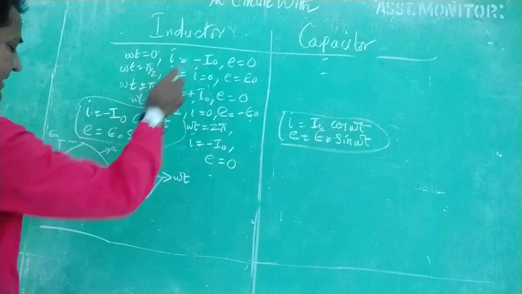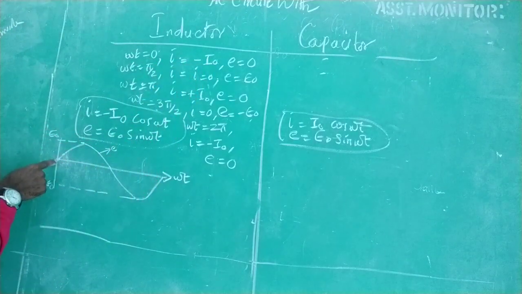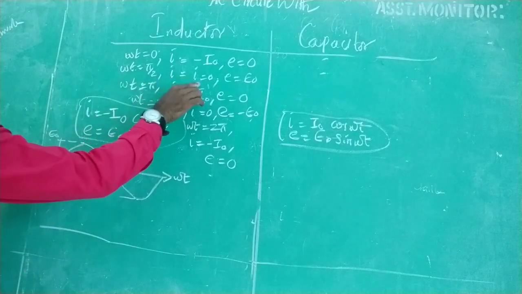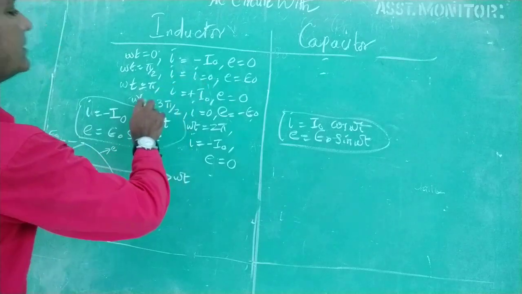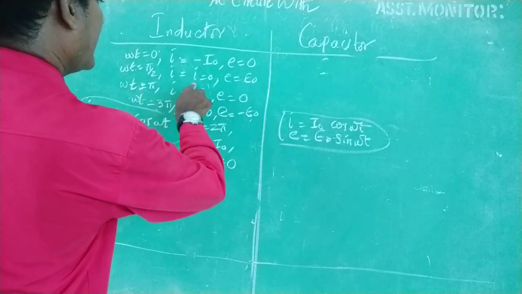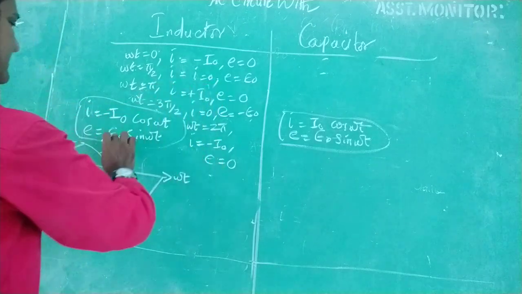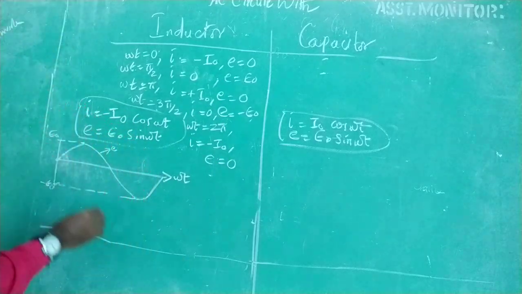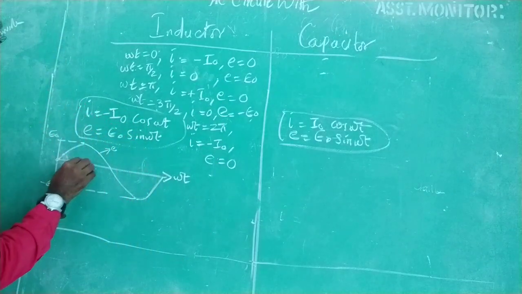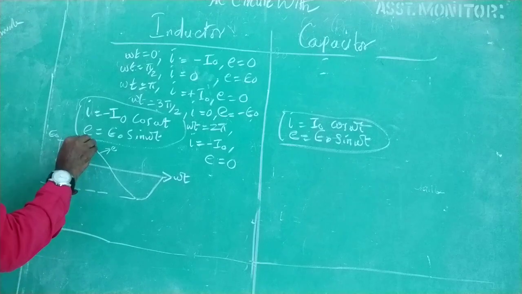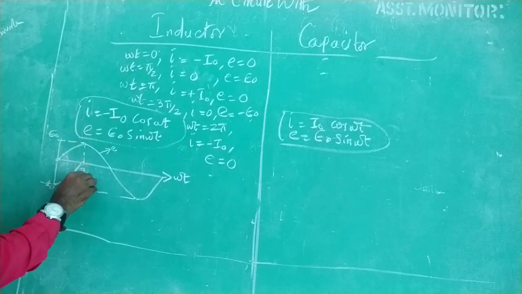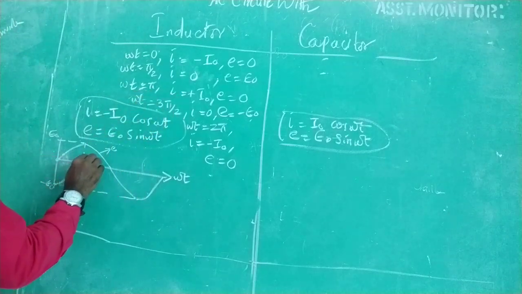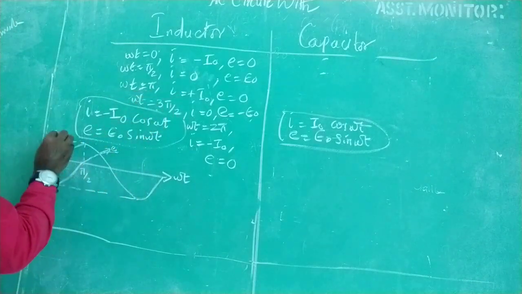And for current, for 0, I equal to minus I naught. So for 0, it starts here, minus I naught. For 90 degree, cos is 0, so I is equal to 0. So it reaches the 0 here at 90 degree. This is 90 degree. And then when omega t equal to pi, I is equal to plus I naught. So it reaches the maximum value, and this is I naught.